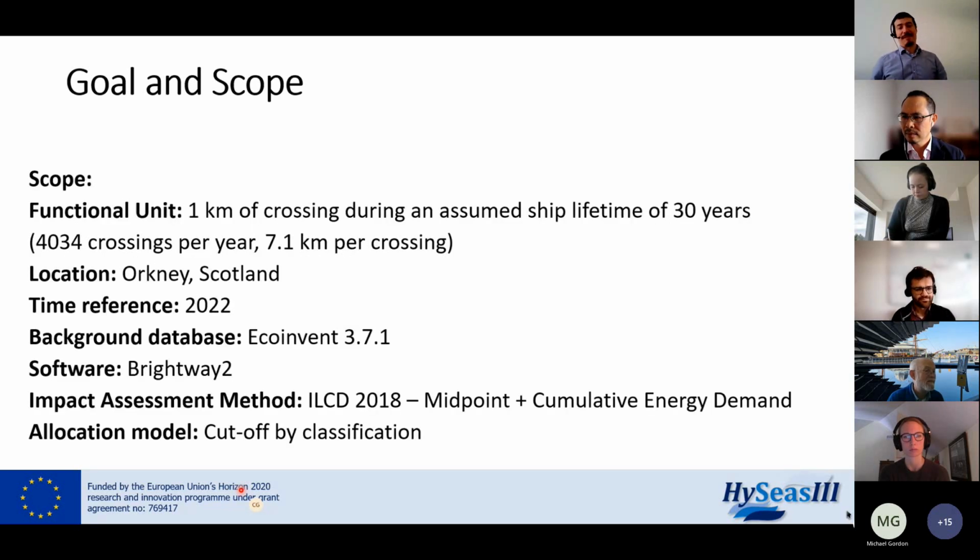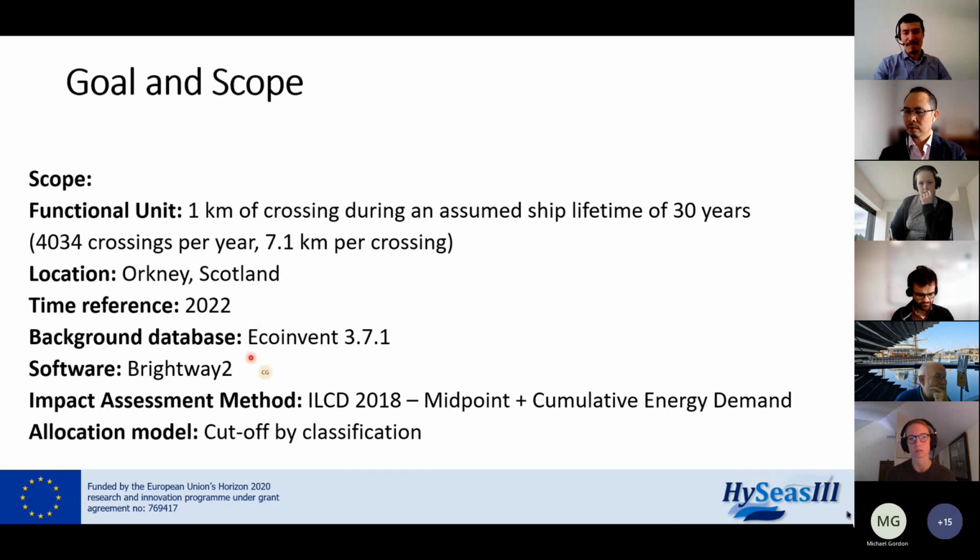To make it more specific, for the scope, Ed already mentioned the functional unit. We consider 1 kilometer of crossing during an assumed lifetime of 30 years. This ship transports people and freight, so it's difficult to allocate impacts to each of those. That's why we decided to stay with 1 kilometer instead of using person kilometer or person nautical mile and ton nautical mile or kilometer. The location is Orkney, Scotland. The time reference is here.